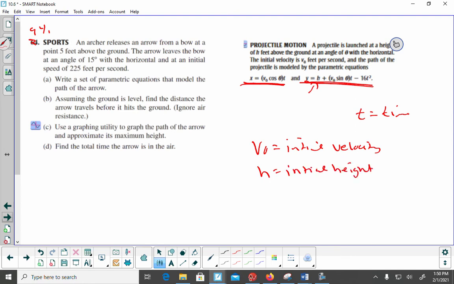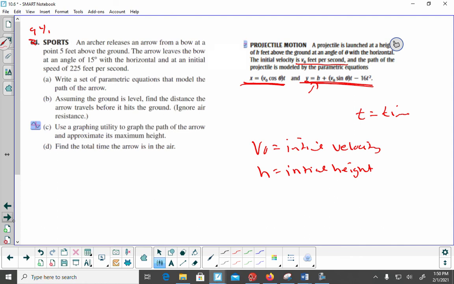So I'm going to first graph it in parametric equation because I want you to know how to graph it on your calculator in parametric equation. And then we're going to have to adjust it to answer some of these questions. So it says an archer releases an arrow from a bow at 5 feet above the ground. The arrow leaves the bow at an angle of 15 degrees with the horizontal and at an initial speed of 225 feet per second. And that's important because my velocity needs to be in feet per second. Write a set of parametric equations that models the path of the arrow.